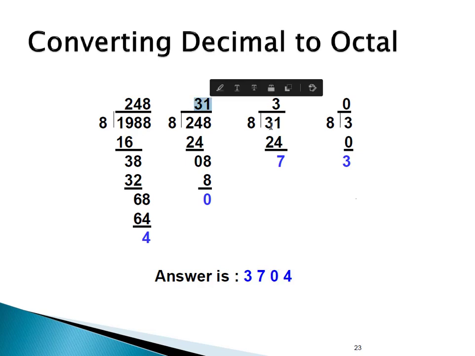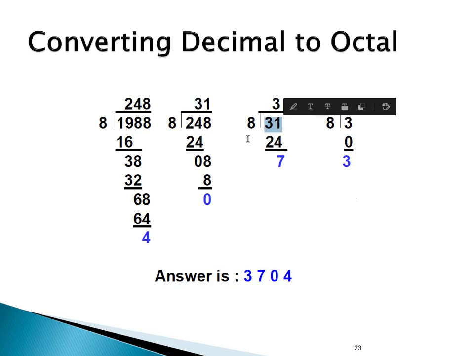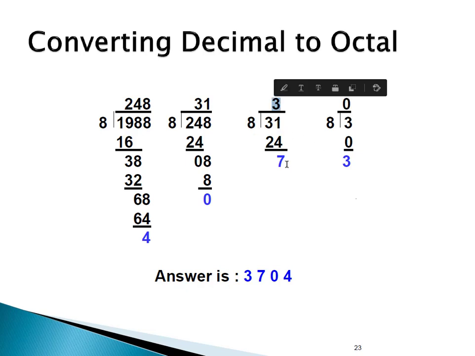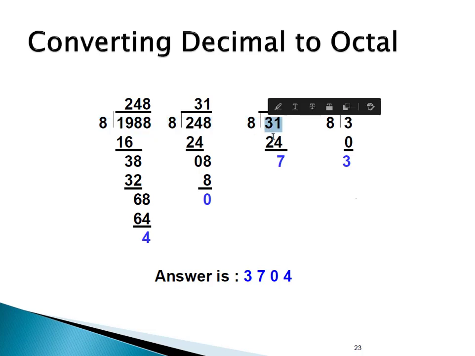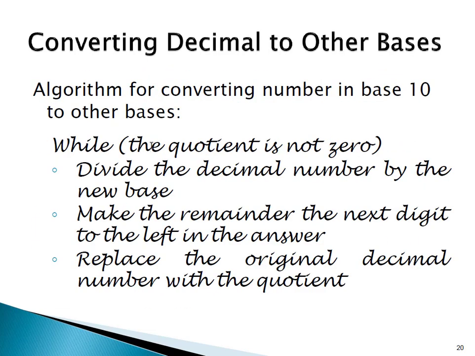The quotient now becomes the next value, divided by 8. How many times does 8 go into 31? 3 times, remainder 7. That becomes d3. We still haven't reached 0. Remember, we only stop when we get a 0. That's what our algorithm says. Let's go back to our algorithm: while the quotient is not 0.